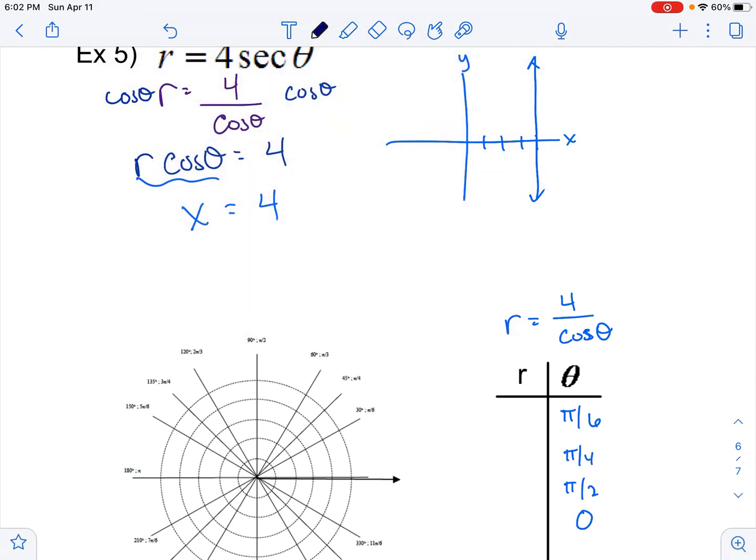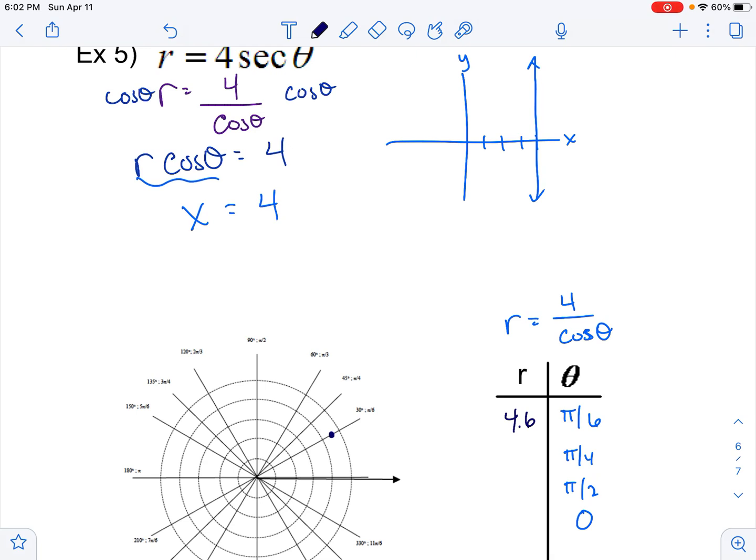Okay, so we'll see what those values do for us. In your calculator, type in 4 divided by cosine of pi over 6, and that gives me 4.6. So when I rotate to pi over 6, I go out 1, 2, 3, 4, and a little bit. All right, so the next one, go to pi over 4.